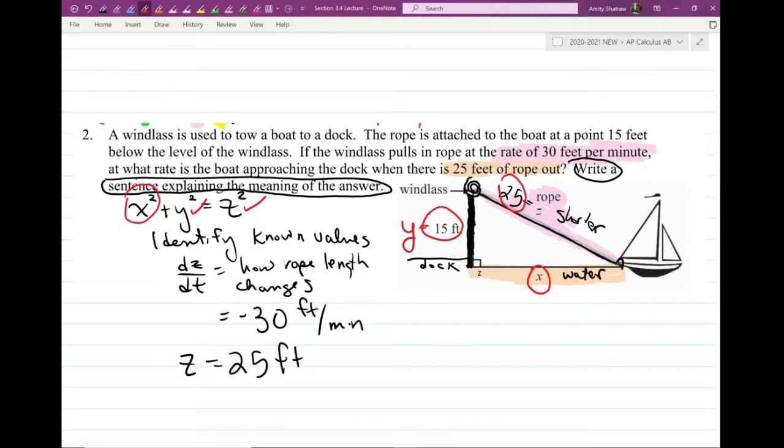I did mention that Y is not going to be changing. That's the length of the pole. Let me talk about X. X definitely is changing. So we will find out what length X is when Z is 25. But we will also need to find dx dt, because I do not know how fast that is changing.